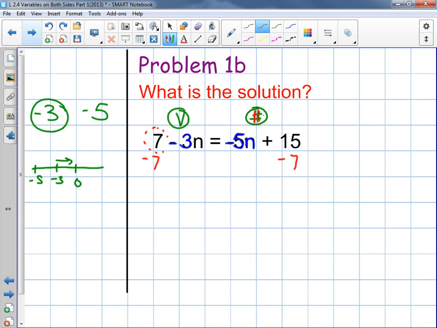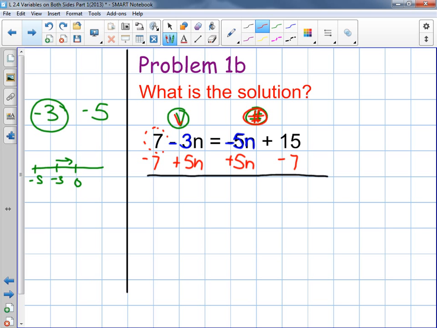Then you go to the number side, and you only want numbers, so you get rid of the variable, which is negative 5n. You do that by adding 5n to both sides. And in one step, you've changed this equation that has variables on both sides into a simple one-step equation.